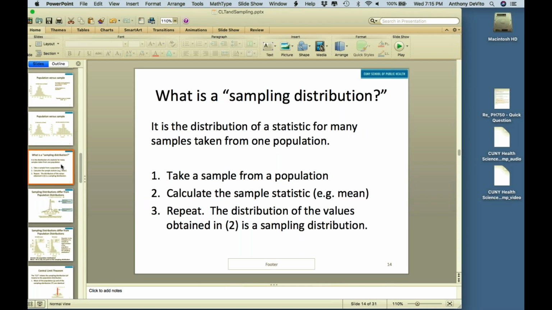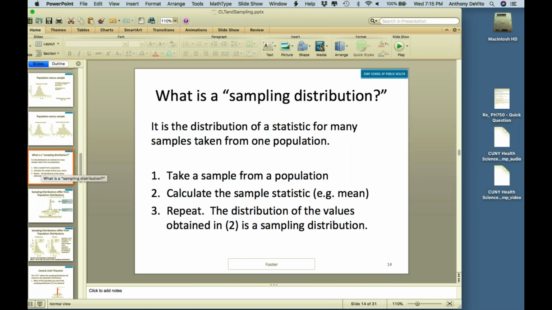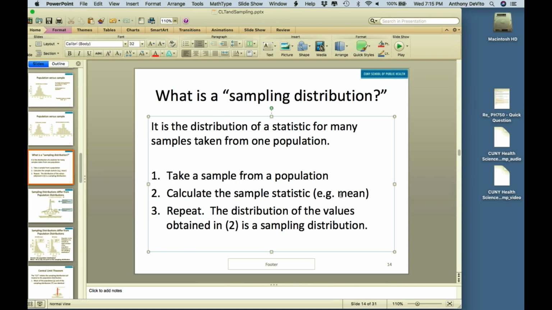Okay, where things get different is when we repeatedly sample 100 people from this population and do it again and again and again, and then make up a new histogram from those sample means, not a single sample like this is. So we take a sample from the population, calculate the statistic, repeat. The sampling distribution is exactly what we did before. Take a sample from the population, calculate the sample statistic, for instance the mean, and then do it again. Take a sample, calculate the mean, repeat. And this is a loop. You do this many times.